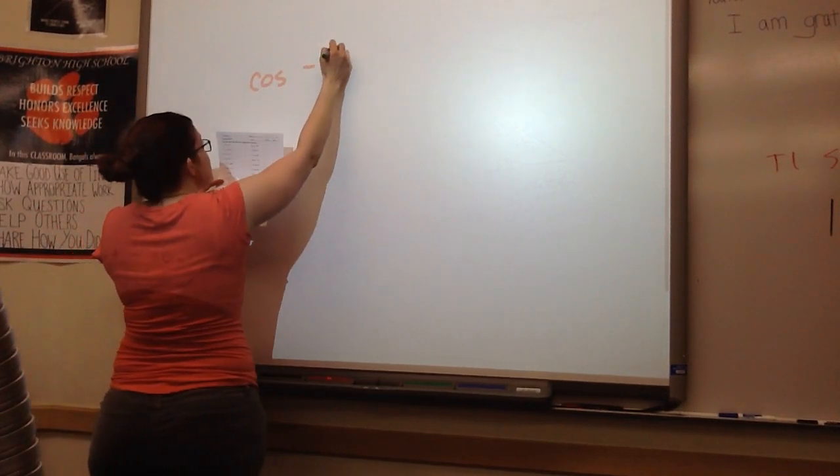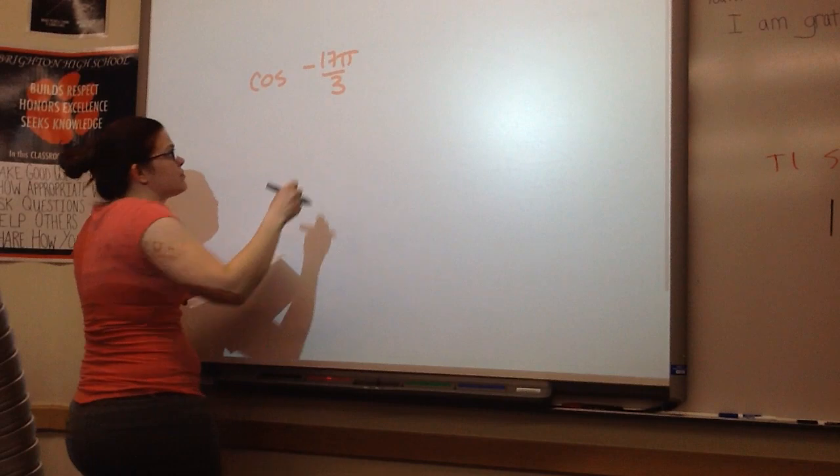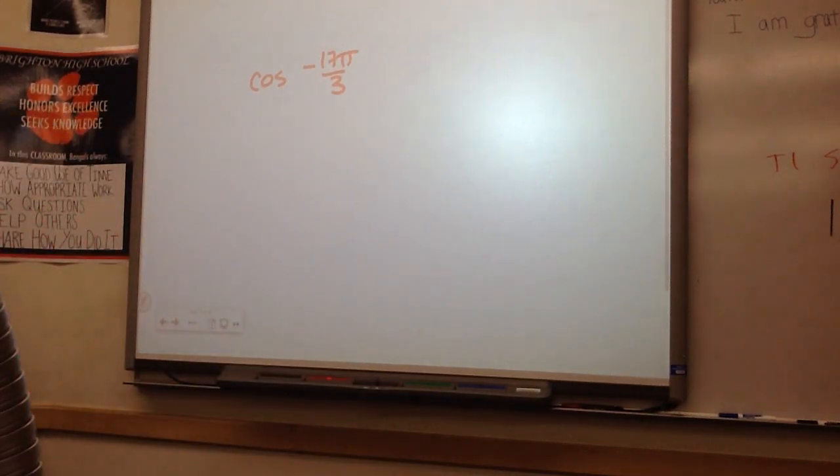Cosine of negative 17 pi thirds. Again, we want an angle that's in between 0 and 2 pi. This is a negative angle, so we're going to be adding 2 pi, because that's what 1 revolution is in radians. We're going to add 2 pi until we get to something that's in between 0 and 2 pi.